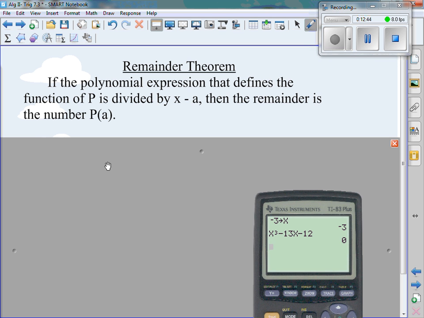Remainder theorem: if the polynomial expression that defines the function p is divided by x minus a, then the remainder is always p of a. So if you find by substitution that the answer is 5, 5 will be your remainder.